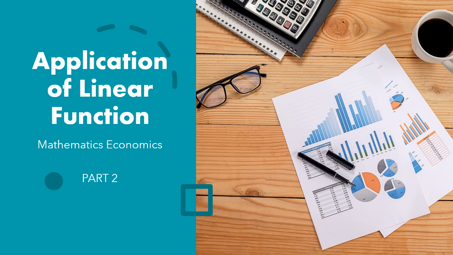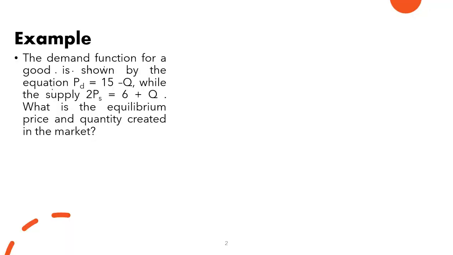Second part of application of linear function. So this is the next example in business application. The demand function for a good is shown by the equation PD equals 15 minus Q, while the supply is 2PS equals 6 plus Q. What is the equilibrium price and quantity created in the market?